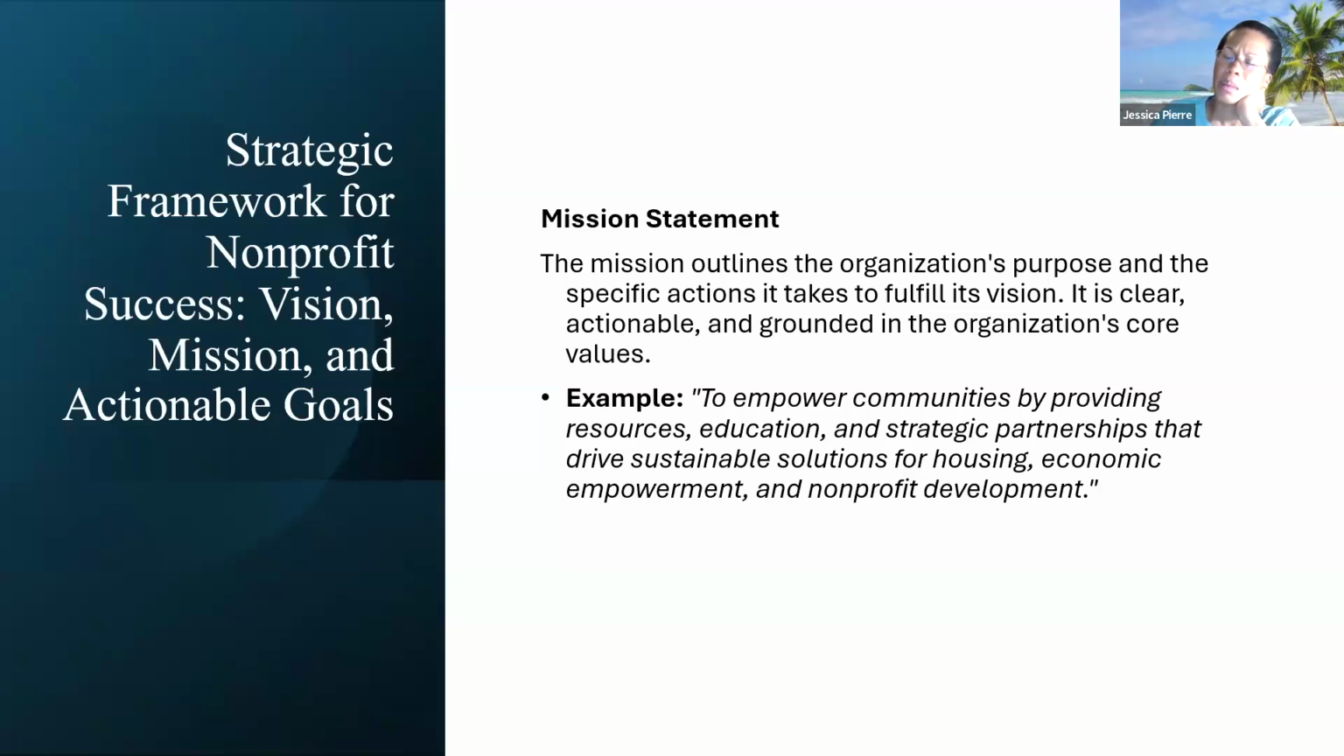nonprofit development. So we went through the vision. Now we're at the mission. The mission is important because it talks about how you want to bring about the purpose of the organization, which is the vision of the organization. What's next?